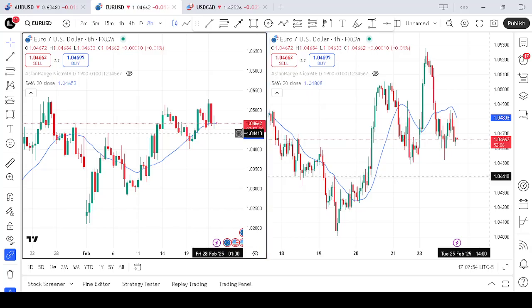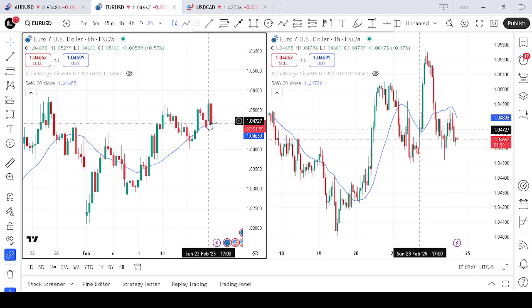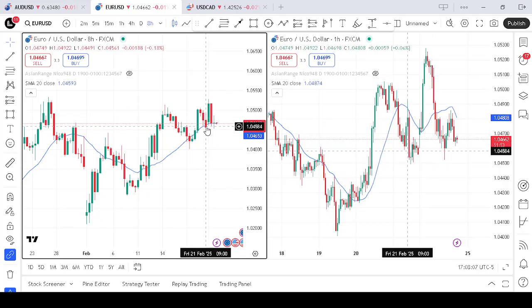Each candle represents a completely different trading session. One candle represents the Asian session, the other candle represents the European session, and the last candle represents the American session, allowing you to see how institutional money flows through the market.